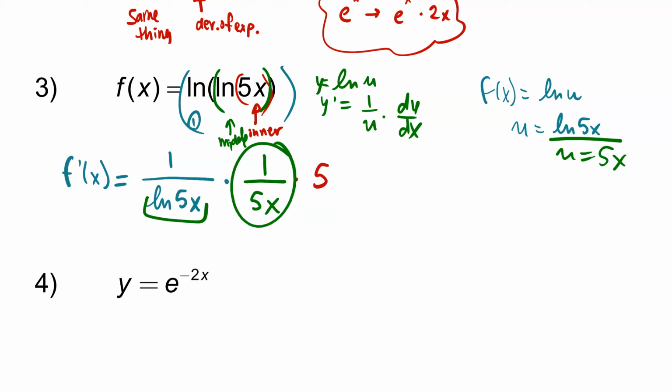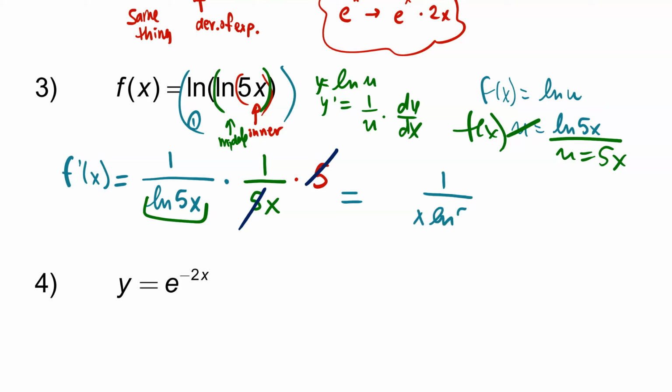I'm writing in a different color. Can you tell the different color? Okay, so now this is my f of x, and now my u is 5x. So I do 1 over u, which is 5x, times the derivative of u. What's the derivative of u? 5. So I'm using the chain rule. I had to use the fact that the derivative of ln is 1 over x, but I had to use that twice in a row. Now if we simplify it out, I see the 5x cancel out. So I'm left with 1 over x ln 5x. I'm going to write that nicer: 1 over x ln 5x.